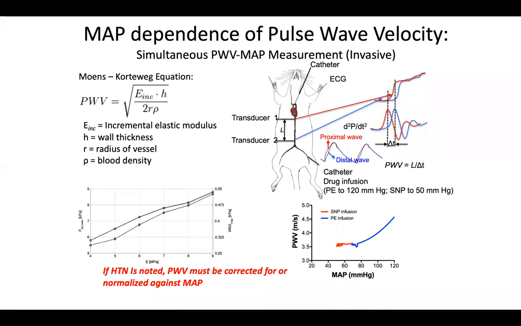However, this is a terminal experiment, and we cannot use this for longitudinal studies. We can only do cross-sectional studies with this. And the fact that we are invasively putting in a catheter basically means that this aorta and the femoral artery may no longer be usable for ex vivo analysis.